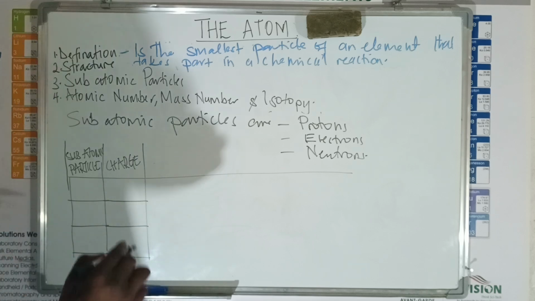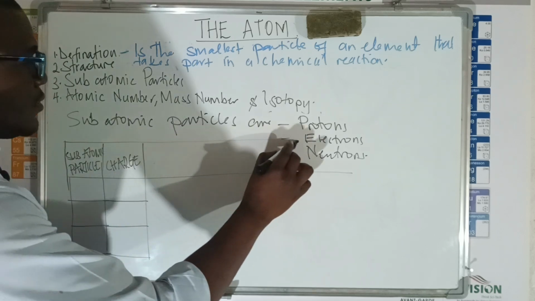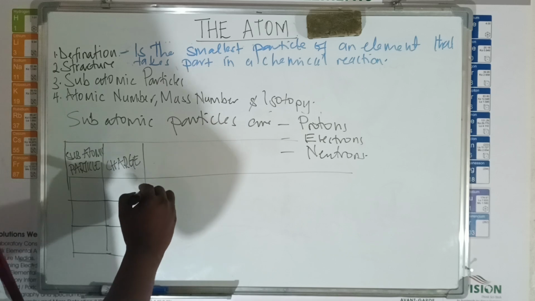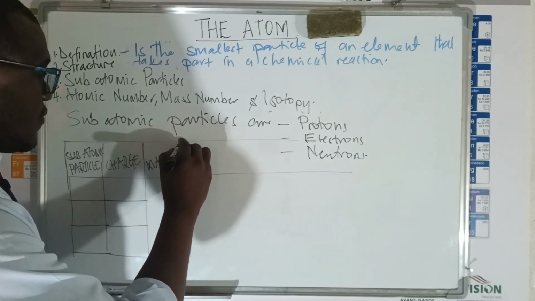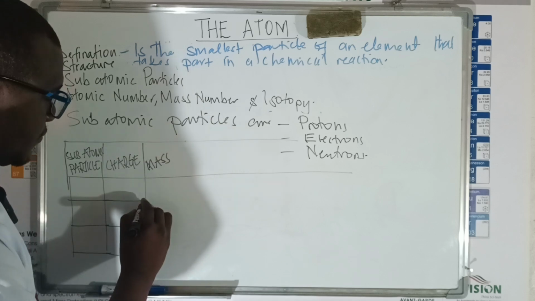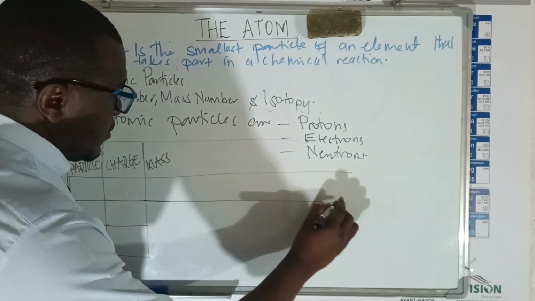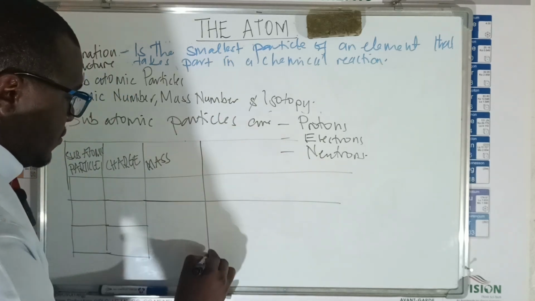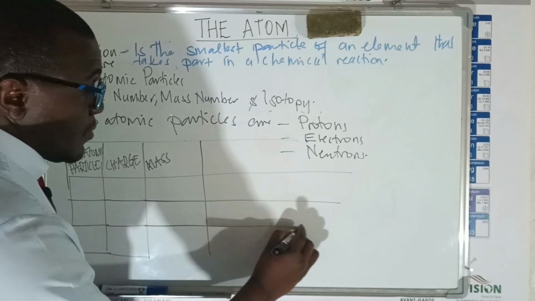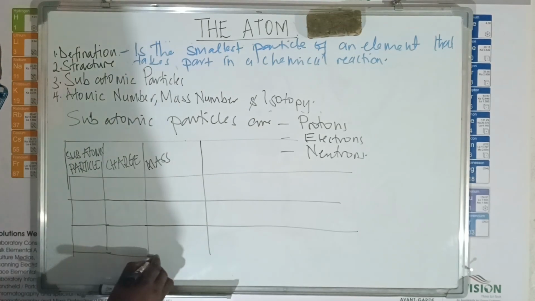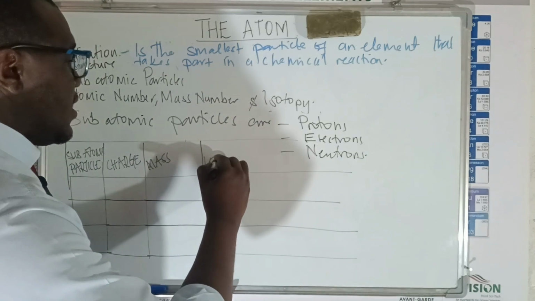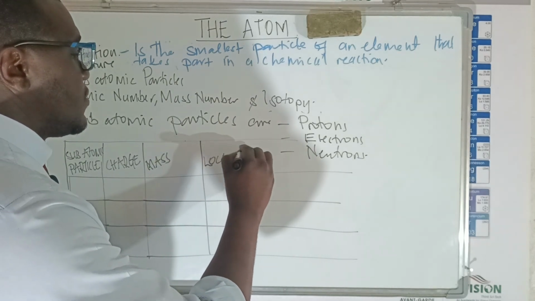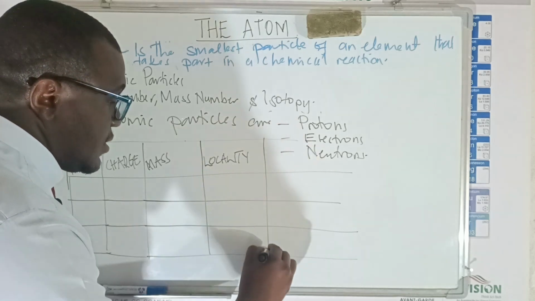The next thing we want to look at is what is the mass of these particles? The mass. Then we want to look at locality, their locality. Where are they found within the atom? The locality.